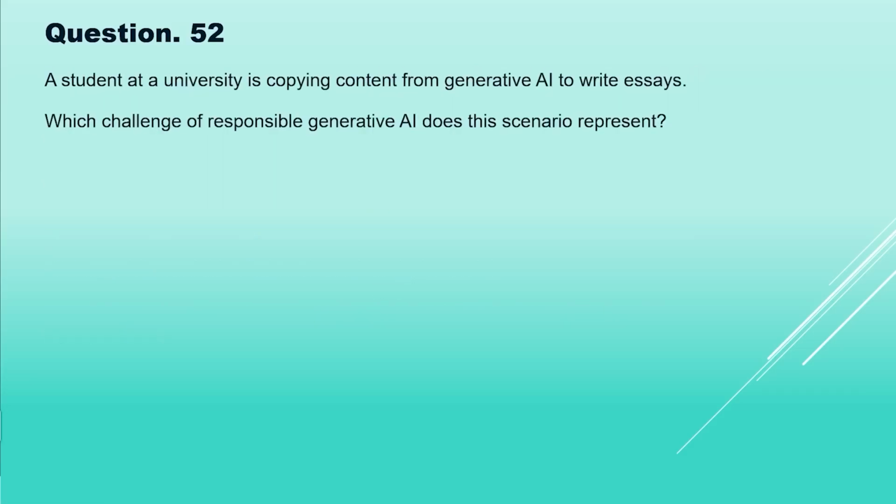Now question number 52. A student at a university is copying content from generative AI to write essays. Which challenge of responsible generative AI does this scenario represent? And here are the options. Option A, toxicity. Option B, hallucinations. Option C, plagiarism. Option D, hallucinations. Take your time to guess the correct answer.